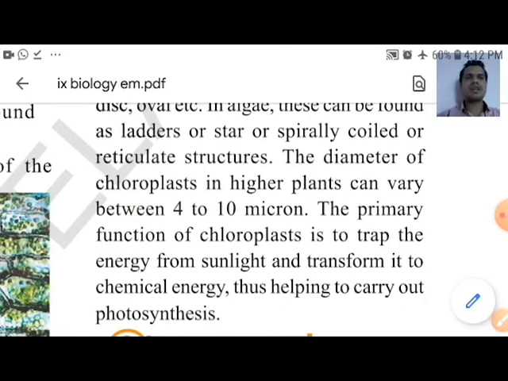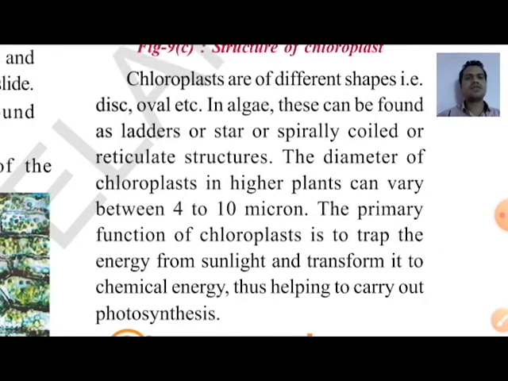Now the primary function of the chloroplast is to trap solar energy and convert it into chemical energy, that is nothing but glucose, helping out the process of photosynthesis inside the plants. See, if there is chloroplast, there will be photosynthesis. If there is no chloroplast, then there is no photosynthesis.